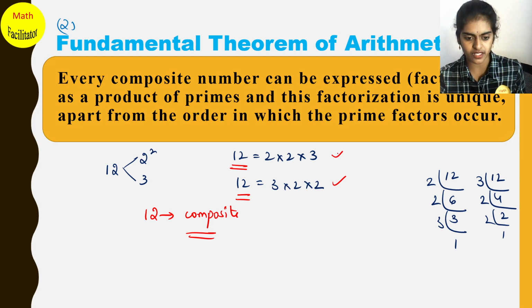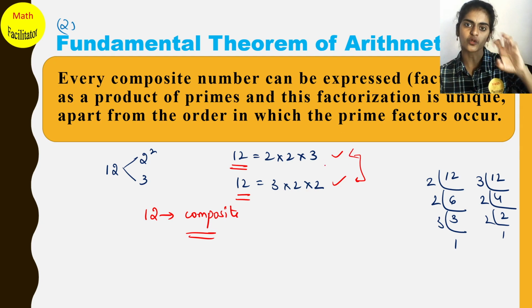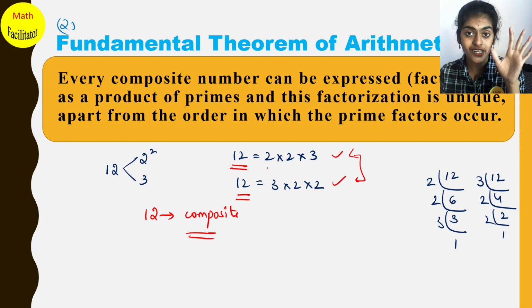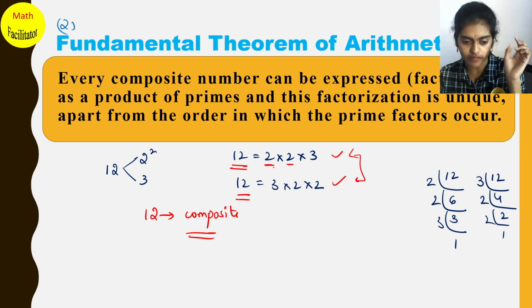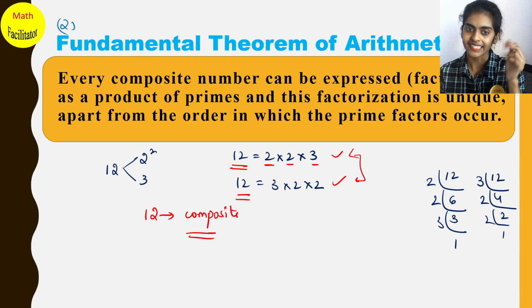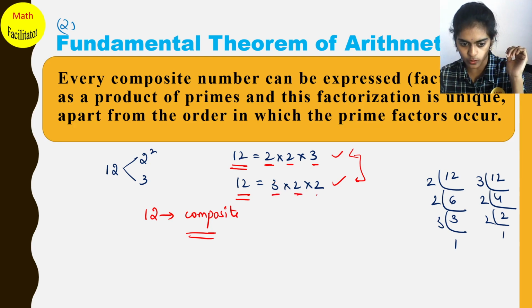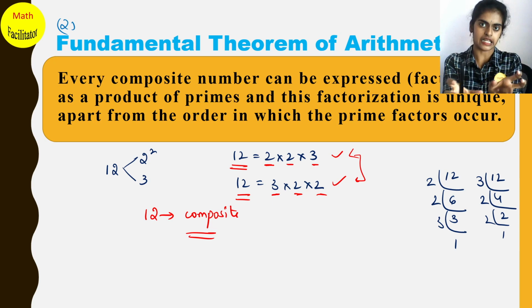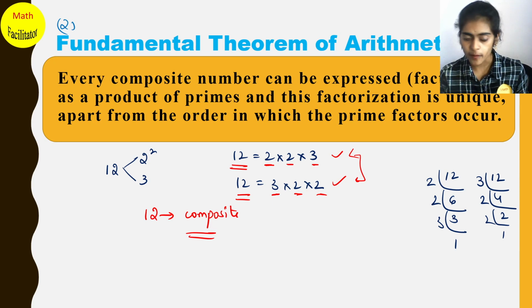Now if you observe these two prime factorizations, the prime factorization is unique. What is the meaning of unique? Now see here, how many 2's do you have? In the first case you have two 2's and one 3. In the second case also you have one 3 and two 2's. That means the prime factors which you get are unique.